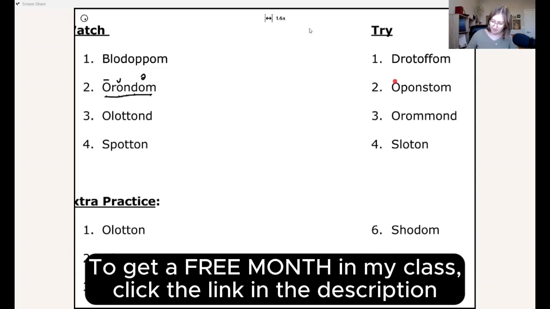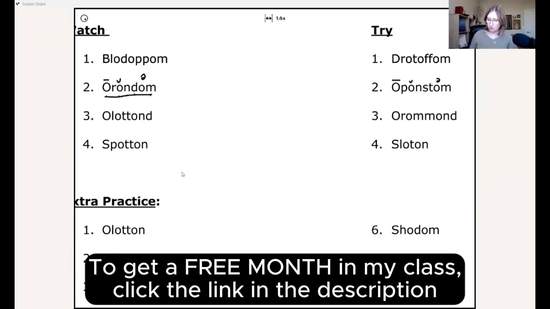What about yours over here? Try it. Usually that O spelling the schwa sound at the end of a multisyllable word is usually going to have an N or an M or a P at the end. Sometimes other letters, but those are the most common.